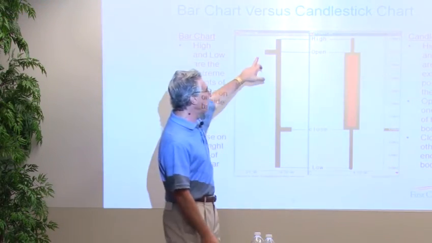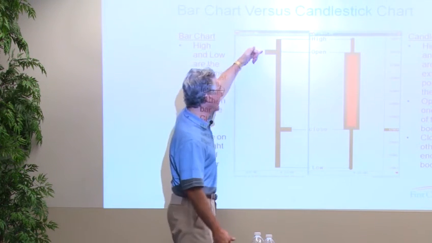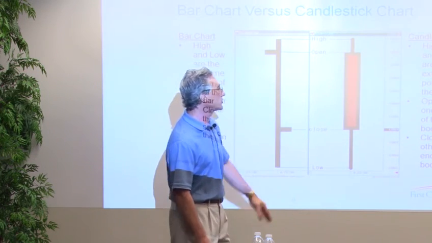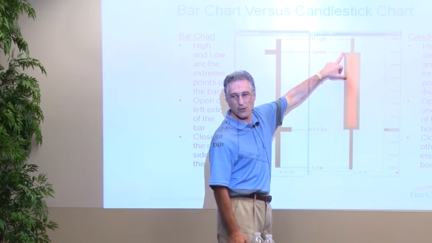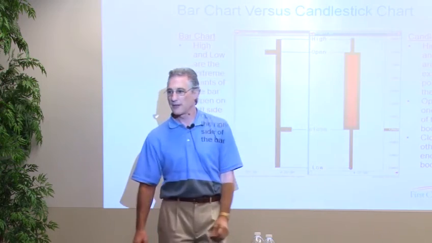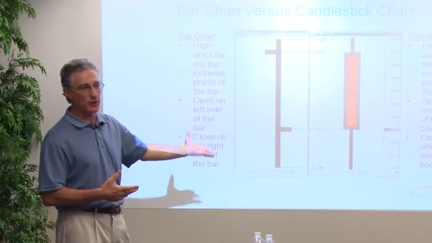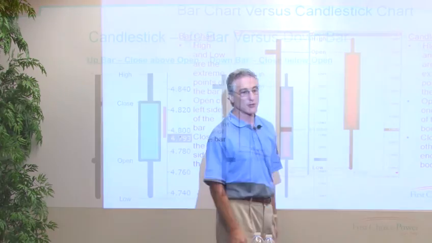The way that you show an open on a bar chart is left hash. So this is the beginning of the day. This is the end of the day, the close. The way you show it on a candlestick chart is it's just a line across, and the way you know whether it's the open or the close is the color of the body. So some people use different colors. In our case, we're going to use either green for up or black for up and red for down. So red says that the close was below the open. So you know by that definition, that has to be the open and that has to be the close.